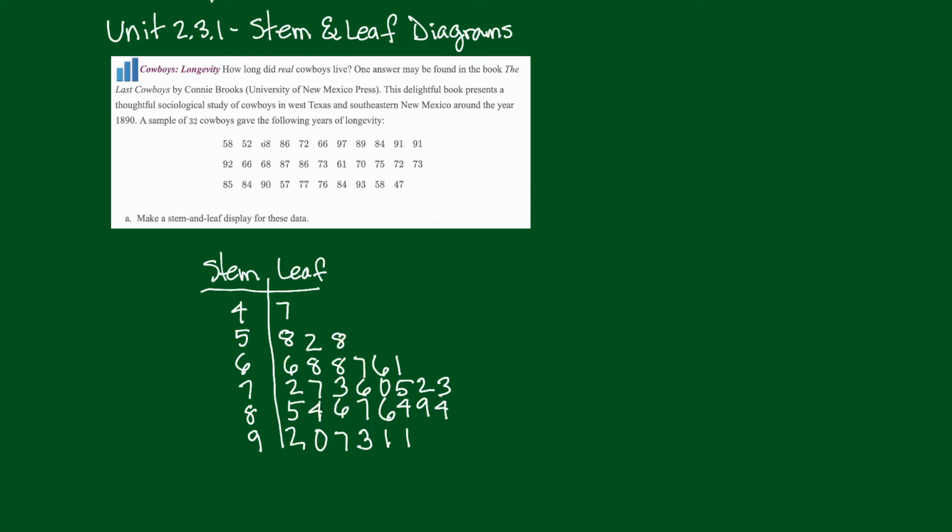And now you can see the distribution. You see what happens here? And this distribution here? Now, if you look from low to high, what you can see is that the longevity increases and then kind of maxes out in the 70s and 80s and kind of high in the 90s. So it looks like these cowboys lived quite a while. So this is a stem and leaf diagram.